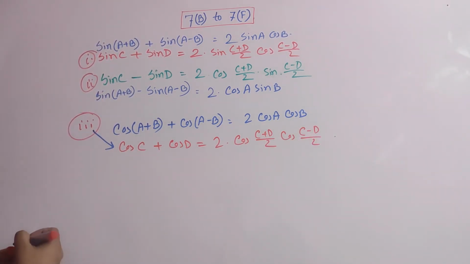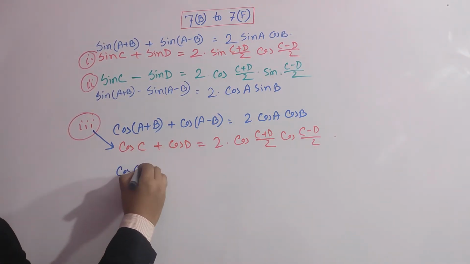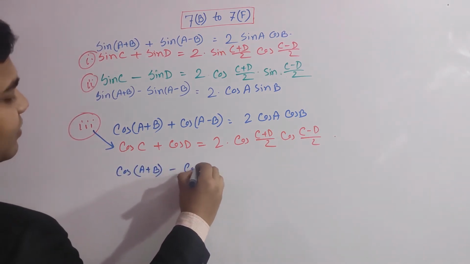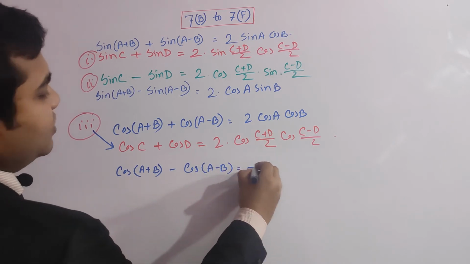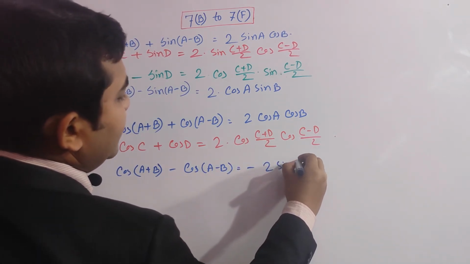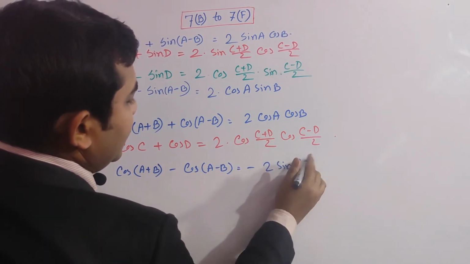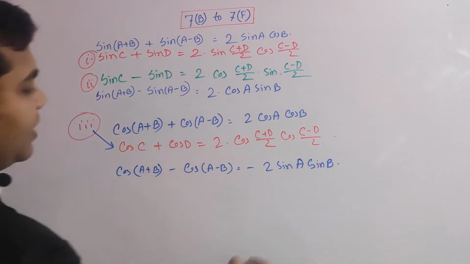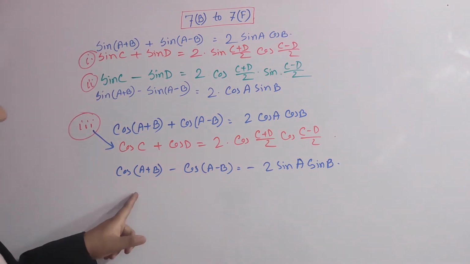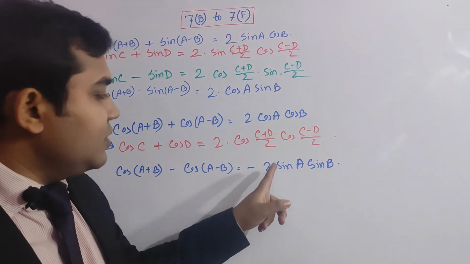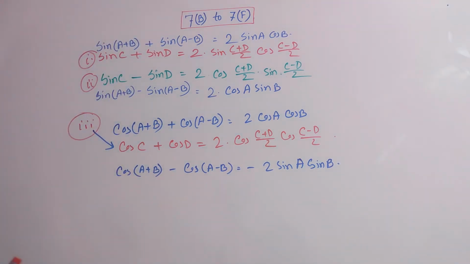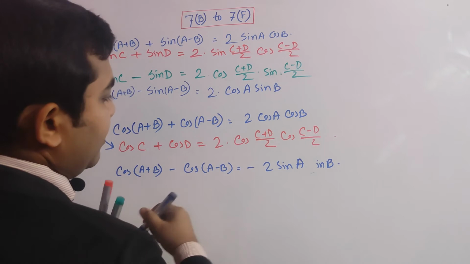Okay, so what about our last formula? Our last formula was cos of A plus B minus cos of A minus B was minus 2 into sin A and sin B. Do you remember the formula? Cos A plus B minus cos A minus B was minus 2 sin A plus B into sin A minus B. I think you have remembered that. So from there we can write what?